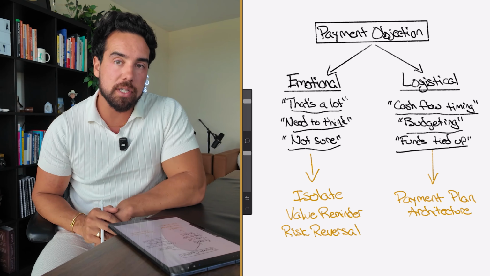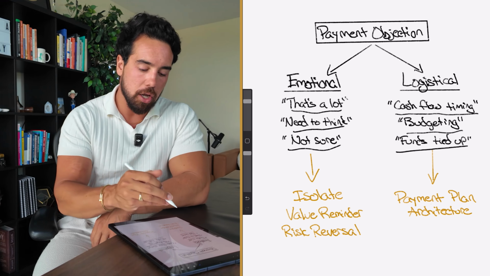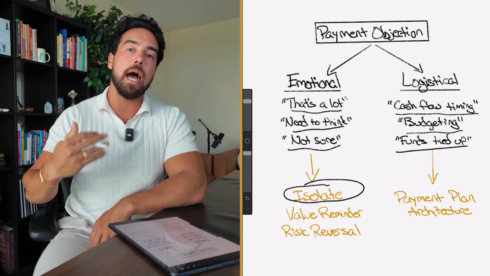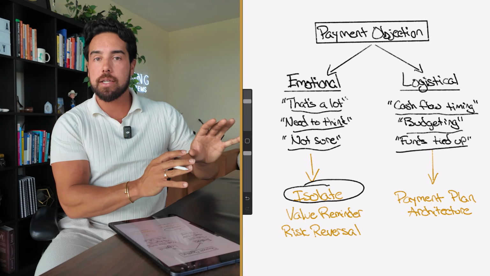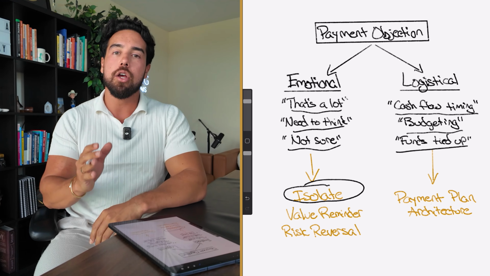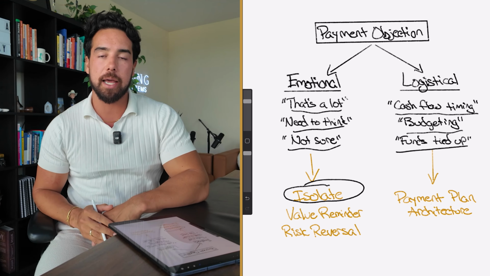The vast majority of the time, when it's an emotional objection, all you need to do is use the isolation technique, meaning you say, okay, other than the price, is there any other reason why you wouldn't feel comfortable moving forward today? And what you will notice, if you're a good enough salesperson, is that the majority of the time, it actually has nothing to do with price. It has more to do with that value and risk discrepancy that we talked about earlier.